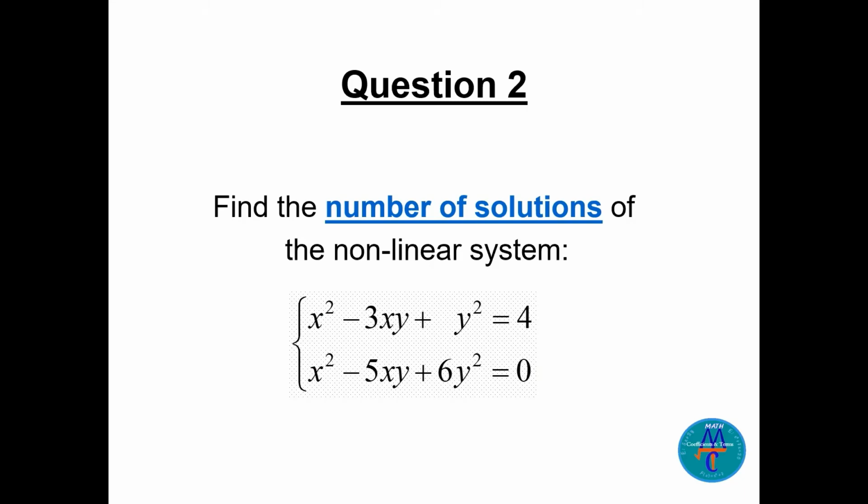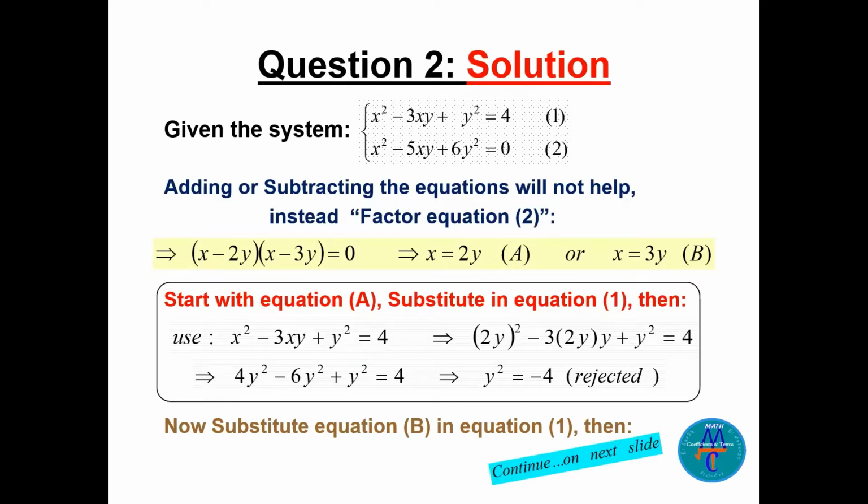Question number 2, find the number of solutions of the nonlinear system x squared minus 3xy plus y squared is equal to 4, x squared minus 5xy plus 6y squared is equal to 0. Let's call the system here. The first one is equation 1 and the second is equation 2. We can notice here adding or subtracting the equations will not give any help.